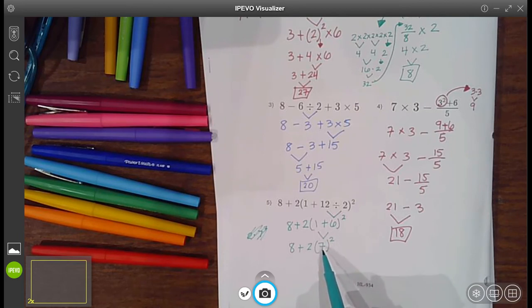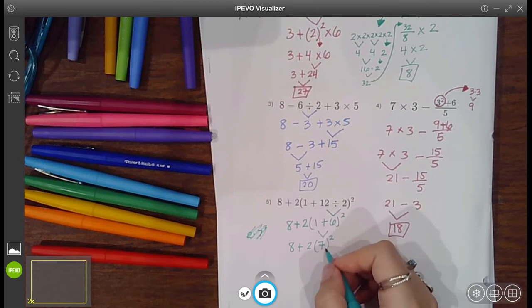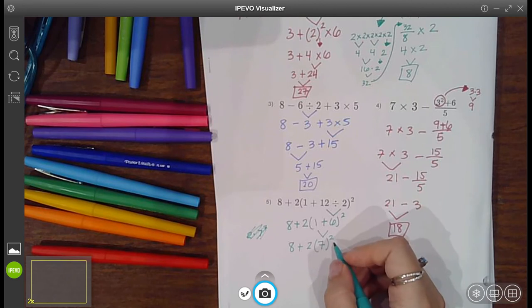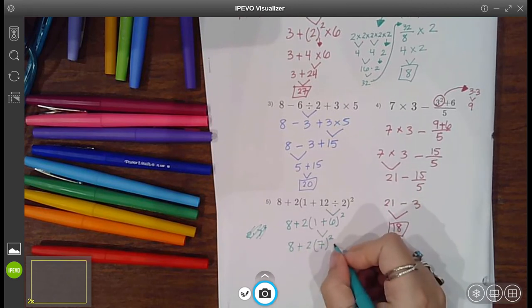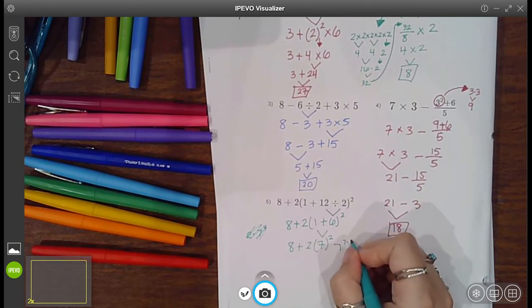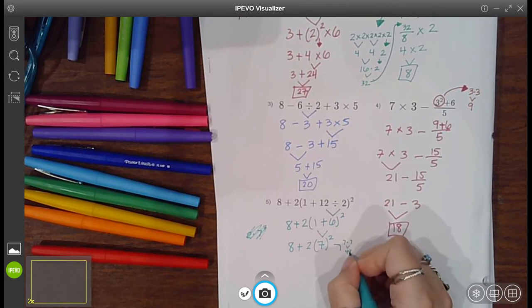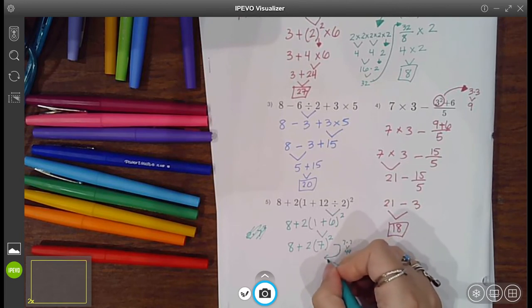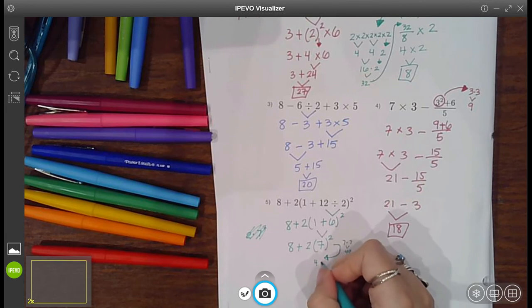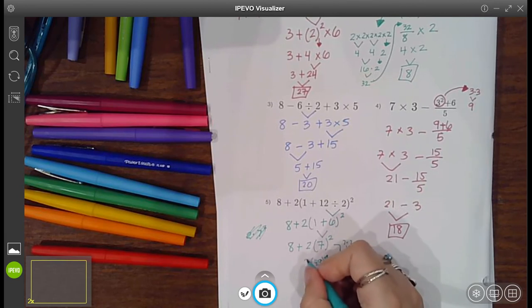Now, after that, then you look for exponents. So I want to square just the 7. That's the only thing in the parentheses that's being squared, right? So 7 squared is 7 times 7, which is 49. So I'm going to replace that with 49. That was a really tricky one, huh?